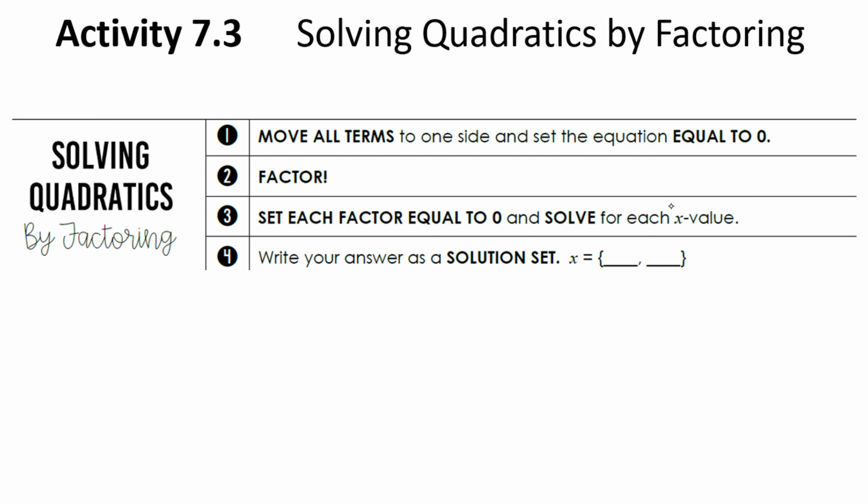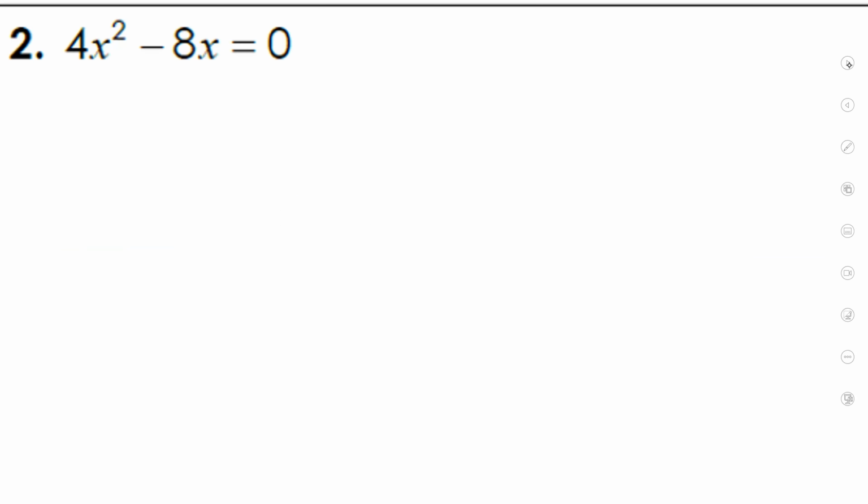So yesterday we did it by graphing. Today we're just going to do it by factoring. And the first step to doing this is to move all terms to one side. And then we'll set the equation equal to 0. So let's do an example. I'm going to do number 2 with you guys.